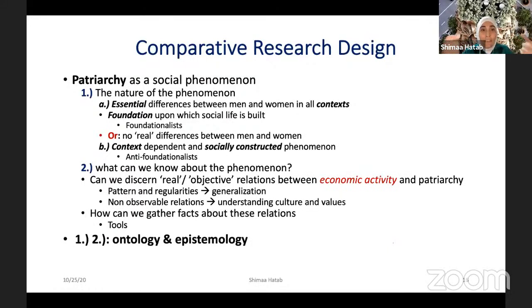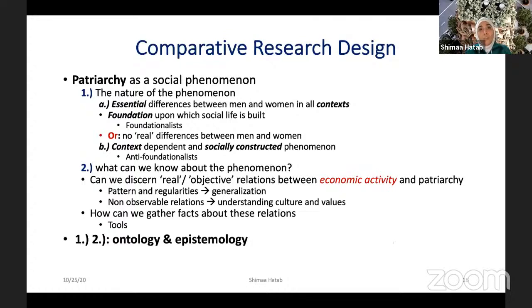And this would affect your belief about what you can know about the relationship or the phenomenon. Observable, you can observe everything, or you can have unobservable properties you need to understand. So this would affect your perception or your belief about what you can know and how you can know. So if you believe that you can observe everything, you can select these kind of hard tools that would capture these observable relationships.